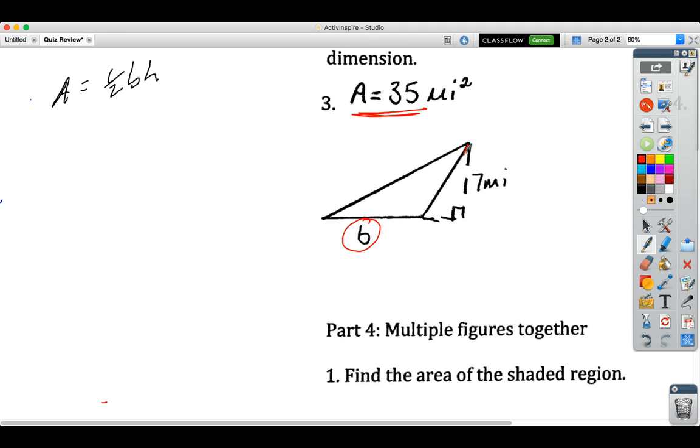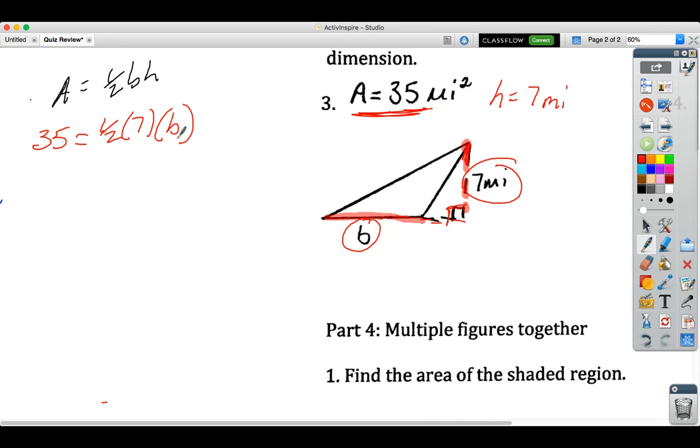And if you notice, here's our right angle, and it's going from the extension of this base here in the bottom that now I'll highlight in red, to this other vertex here. So that means that this 7 must be our height. So I can say h is equal to 7 miles. So now I'll plug it into my formula. Area, we know is 35. So instead of A or area, I'll put 35 is then equal to 1/2 of 7 times my base, B.